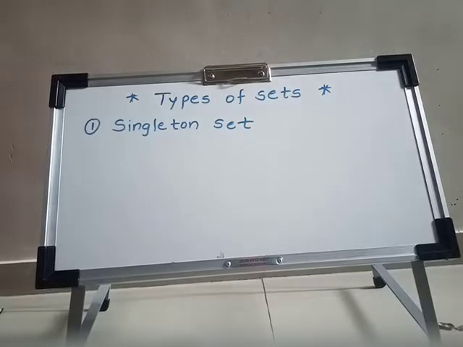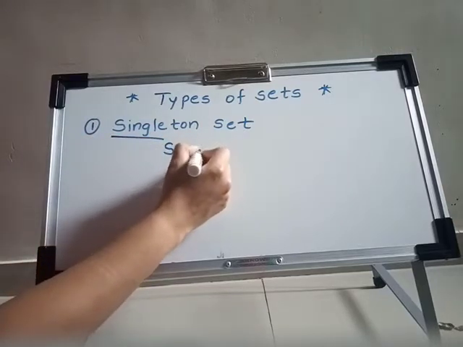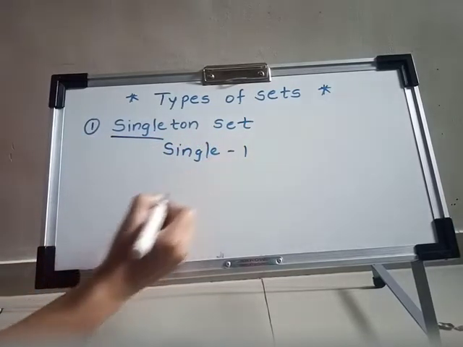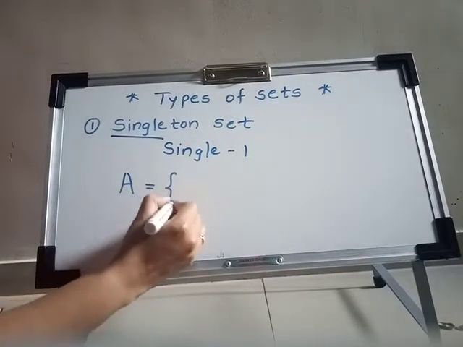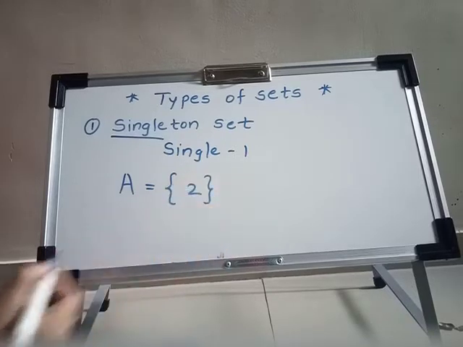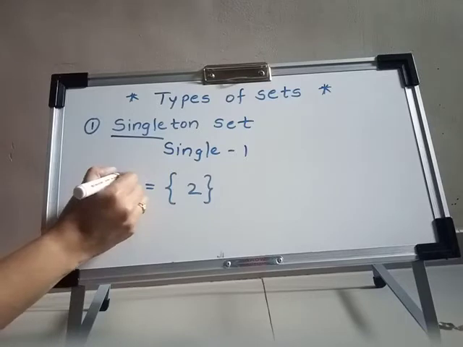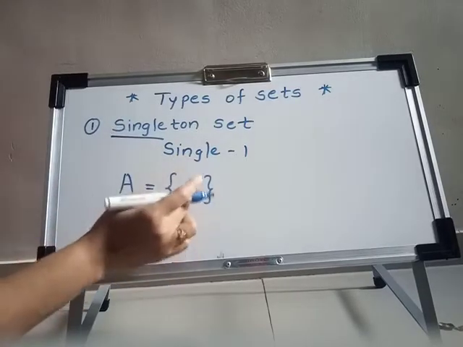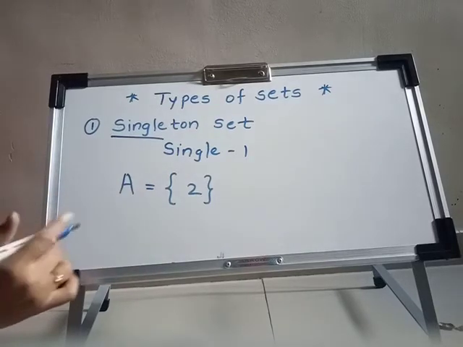First type is singleton set. What is meant by singleton set? A set consisting of a single element. Single means one. A set that consists of only one element is called a singleton set. For example, A is equal to {2}. Only element is 2. The set has only one element.